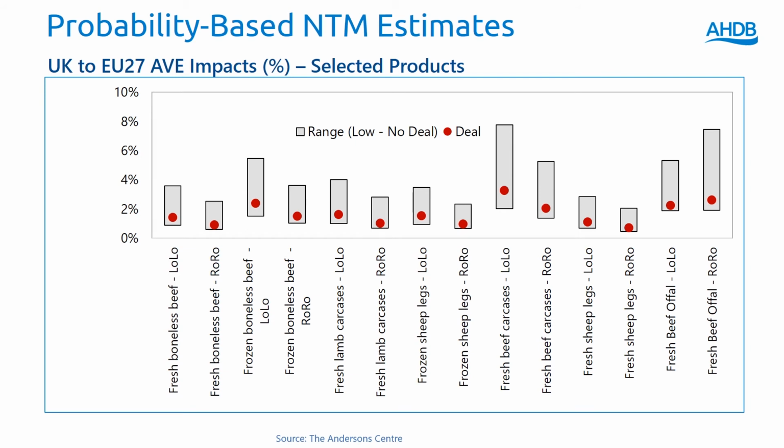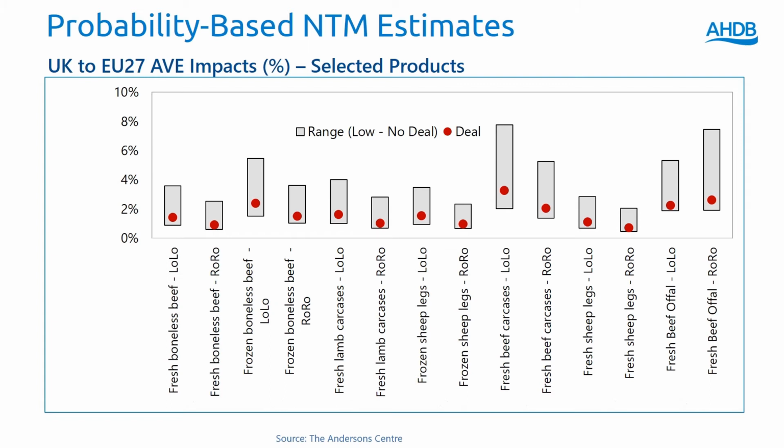And you can also see as well, in terms of the range depicted by the grey shaded columnar bars in the chart, that can vary quite a lot, particularly when we look at the fresh or chilled product. If we take beef carcasses, for instance, you can see that in some cases projected NTM costs, probability based, go to the 8% level.